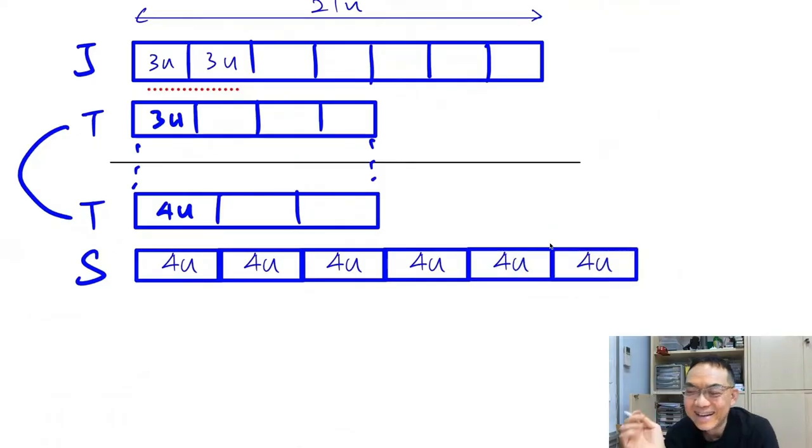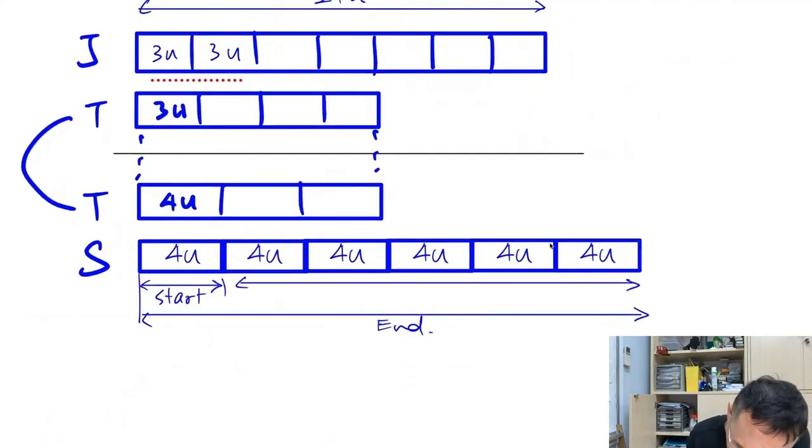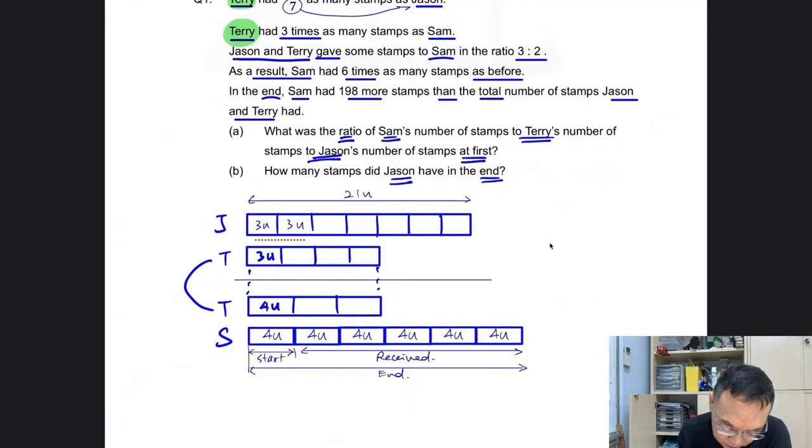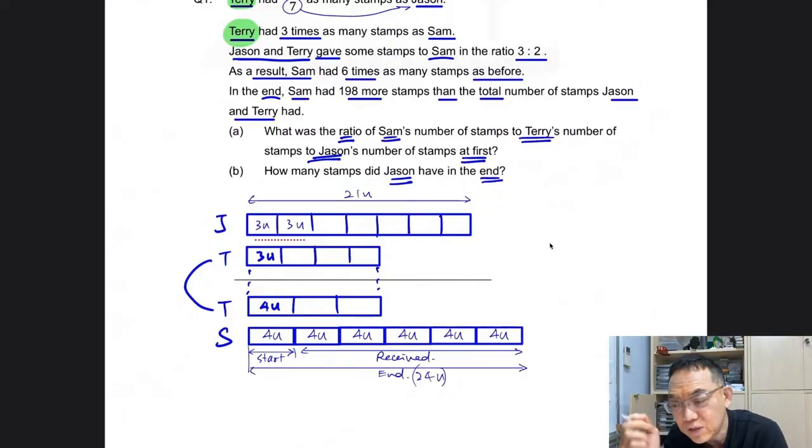Technology abuse. Okay. Guys, how many units does Sam have in the end? Go. Very good. Yes. Very good. It is 24 because this is 4 and 4 times 6 is 24 units. Very good. 24 units in the end, started with 4. Now, question, how many did Sam receive?